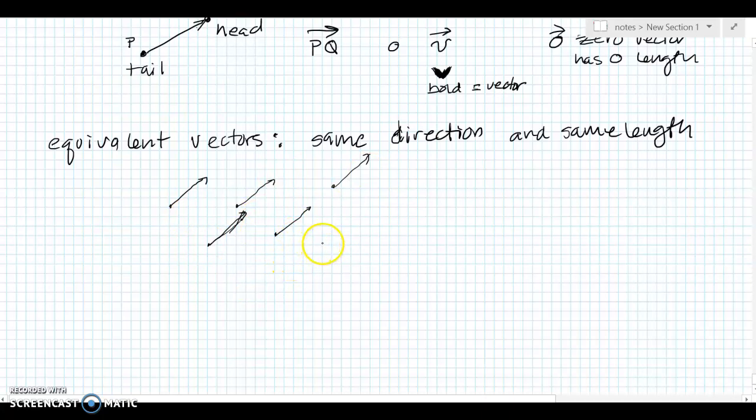Okay. All right, so now the first thing we want to do with vectors is sum them up. So we want to sum vector v plus vector w. Okay. And this is called the combined displacement.